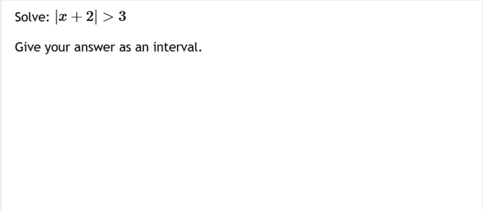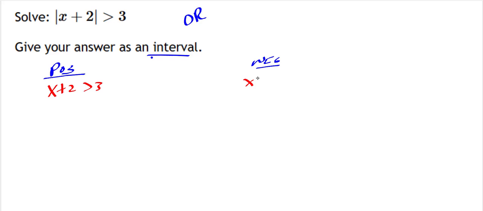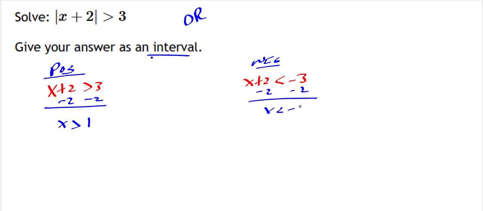Now, here's one, absolute value greater than 3. That's an "or," okay? So we'll write a positive, and then we'll write a negative. We're going to put this answer as an interval, so everything, just like it says, will be the positive. And then the absolute value content, we're going to change the inequality. See how we changed it down there? It was greater than, we changed it to less than, right? And then multiply the right side by -1, which would give that 3 times -1, -3. So we're going to minus 2, so x is greater than 1. We're going to minus 2, and x is less than -5.